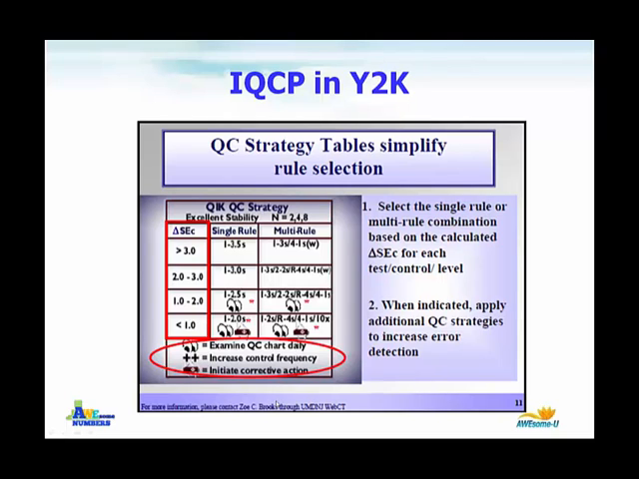Individualized quality control is far from a new idea. It has been recommended since at least 1989, when Dr. Westgard published QC selection grids. This is a modification of a QC strategy table that I published in 2000-2001. Back here, we were selecting the QC rule, single rule or multi-rule, adding QC chart frequency, increasing the control frequency, and initiating corrective action, individualizing the quality control based on how good your method is, how far it can move before you're in trouble.